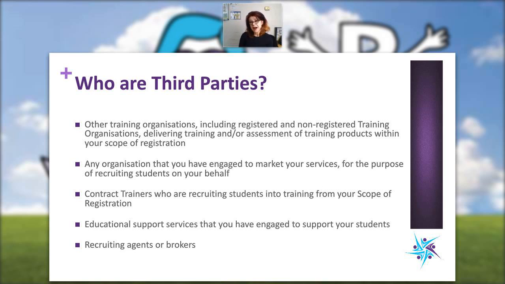So any organisation that you have engaged to market your services for the purpose of recruiting students on your behalf. There have been many issues out there at the moment with organisations that are RTOs that have hired recruitment companies or marketing companies to recruit students on behalf of the RTO. So you would have heard about VET FEE-HELP. There's been a number of issues with RTOs who are offering VET FEE-HELP, who've recruited a recruitment or a marketing company to recruit the students on their behalf. And there's been a few where they've gone into shopping centres and they're recruiting students within the shopping centre into VET FEE-HELP diploma level qualifications.